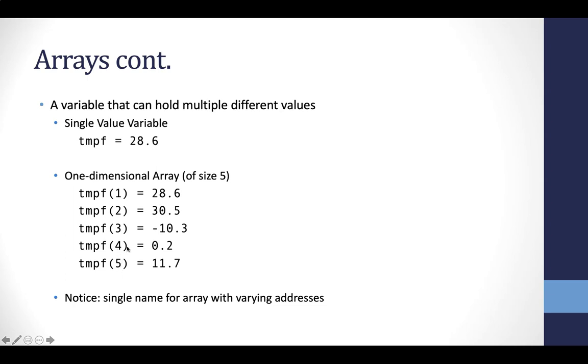And so here, if we were writing this exactly in our code, we'd basically be hard coding and saying that in our variable tmpf at address 1, we're going to store the value 28.6. And at address 2, we're going to store 30.5, and so on. And so then if we wanted to access these values anywhere within our program, we would just call the variable name with our parentheses and then the address to get that particular value back out. So it becomes really easy then to start storing a lot of information in one namespace, so we don't have to have 5 different variables.